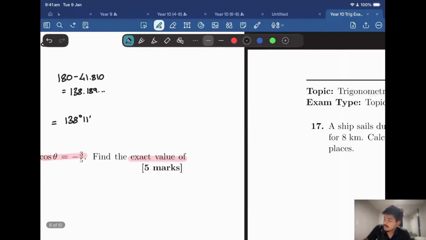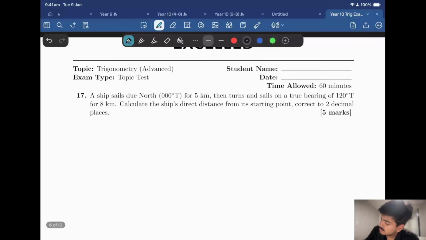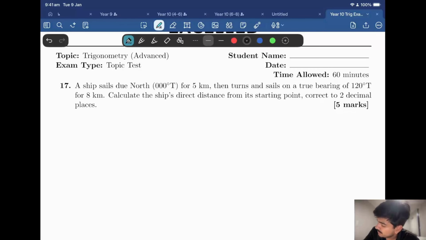Perfect. Alright, next question. Oh, a bearings question. A lot of students tend to get tripped up on this, but you need to make sure that you know this, because these are kind of like free marks. Okay, so let's read the question.